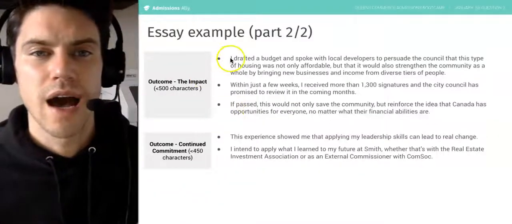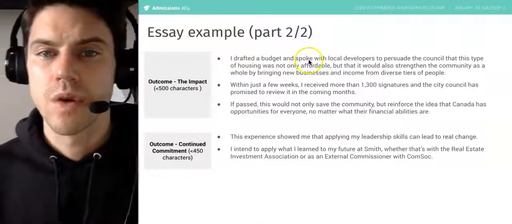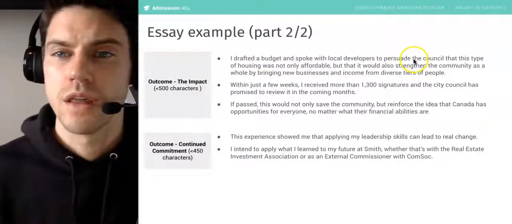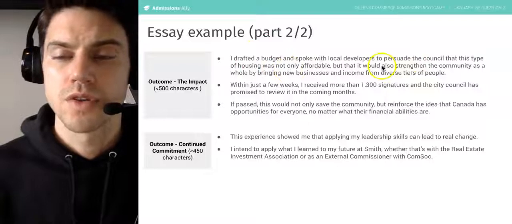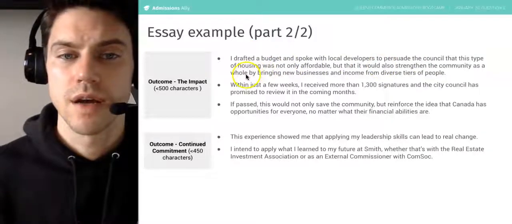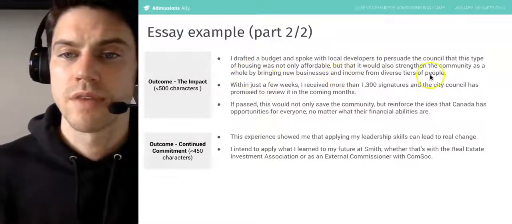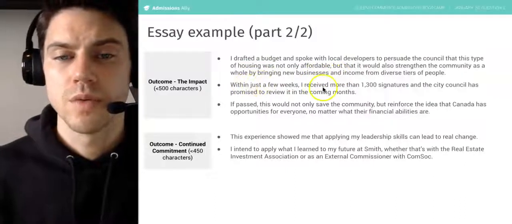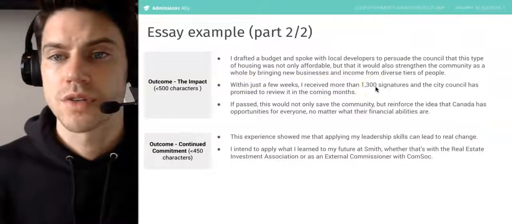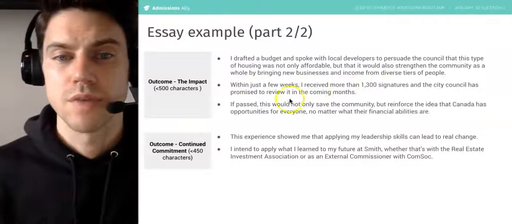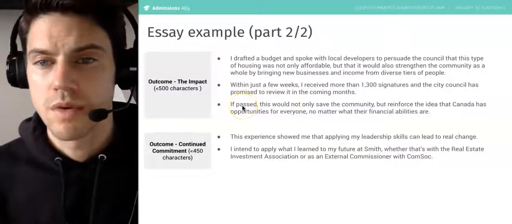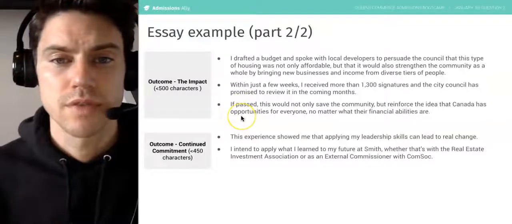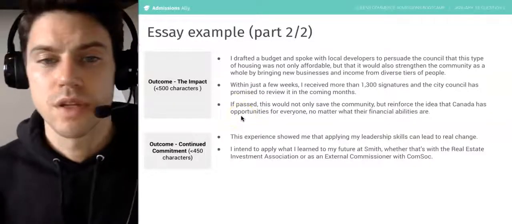Outcome, the impact. I drafted a budget and spoke with local developers to persuade the council this is the type of housing that was not only affordable, but that it would also strengthen the community as a whole, and bring new businesses and income from diverse tiers of people. Within just a few weeks, I received more than 1,300 signatures, and the city council has promised to review it in the coming months. If passed, this would not only save the community, but reinforce the idea that Canada has opportunities for everyone, no matter what their financial abilities are.